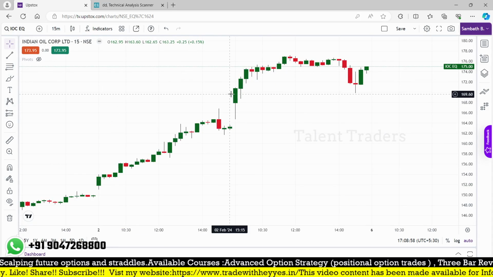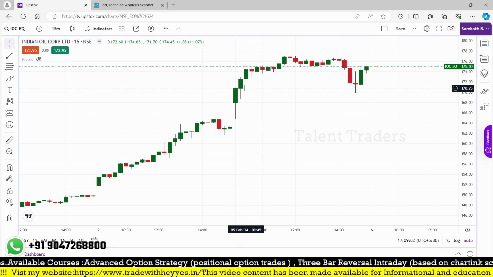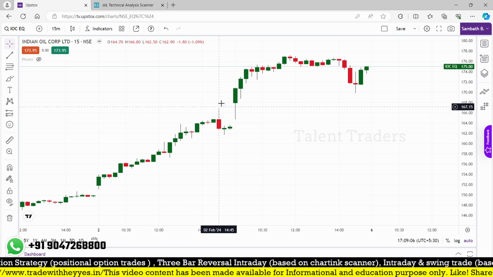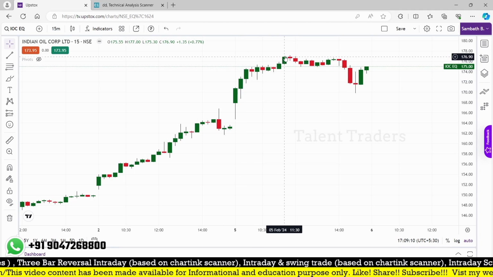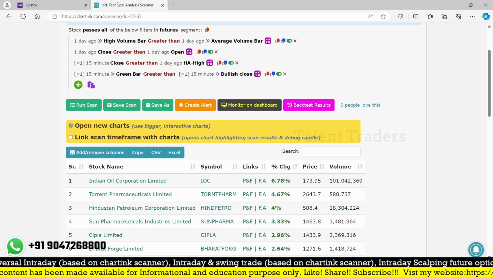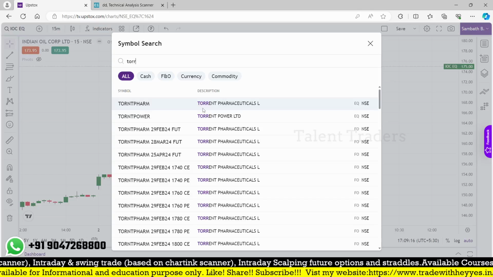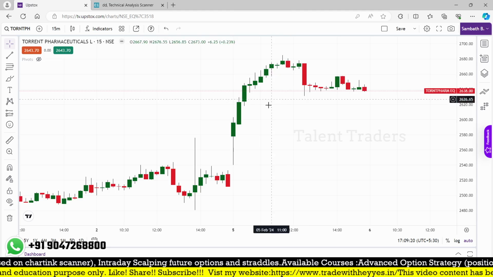In IOC, there is a huge rejection in the bottom, and it closed in the top. So this is the right pattern, and it was fetching all the stocks. This is the correct pattern. Around 170, and it went up to a maximum of 176. The second one, Torrent Pharma, Hindustan Petroleum, Sun Pharma. So look at the charts. You can look at this. This is a huge rejection, and there is a good move.